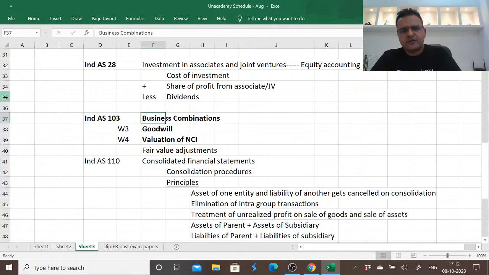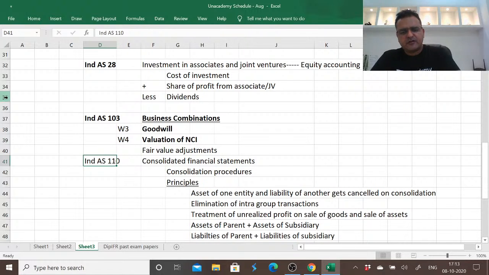This is the standard for valuation of goodwill and guides us on how to value the net assets of the subsidiary on the date of acquisition, how to calculate goodwill, and what to do if there is positive goodwill or negative goodwill. If there is positive goodwill, we record it as part of the balance sheet. If there is negative goodwill, we show it as part of capital reserve.